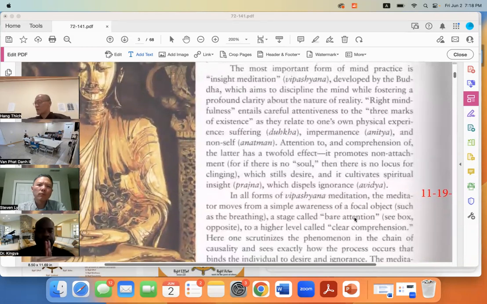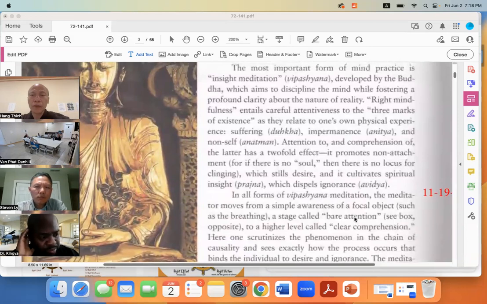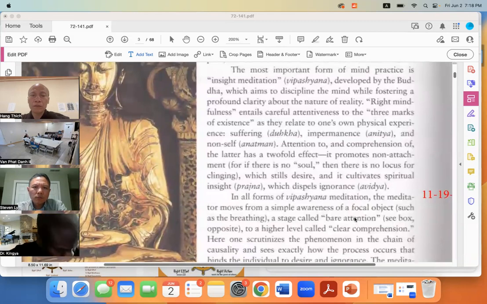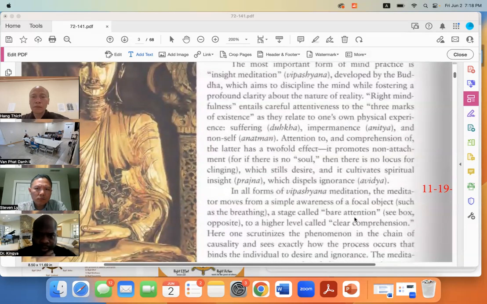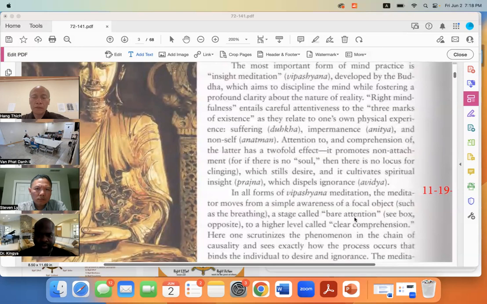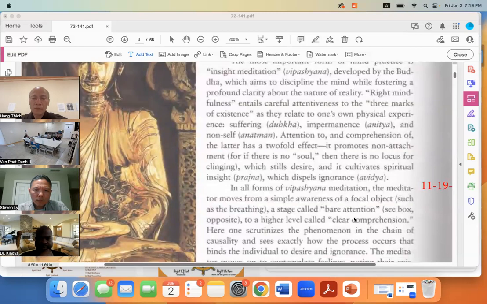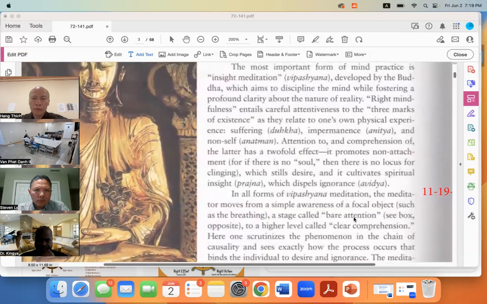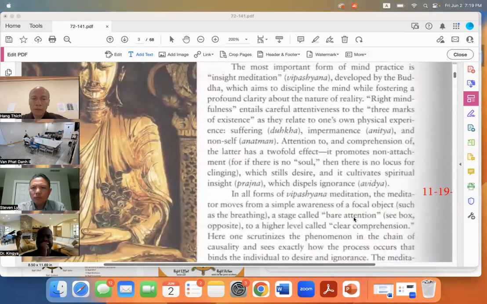The most important form of mind practice is insight meditation, vipassana, developed by the Buddha, which aims to discipline the mind while fostering a profound clarity about the nature of reality. Right mindfulness entails careful attentiveness to the three marks of existence as they relate to one's own physical experience: dukkha, suffering, impermanence, anicca, and non-self, anatta. Comprehension of the latter has a twofold effect. It promotes non-attachment, for if there is no soul, then there is no focus for clinging, which shields desire, and it cultivates spiritual insight, prajna, which dispels ignorance, avidya.